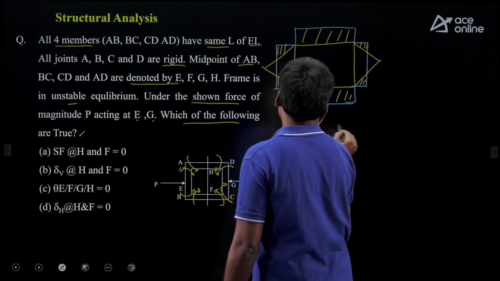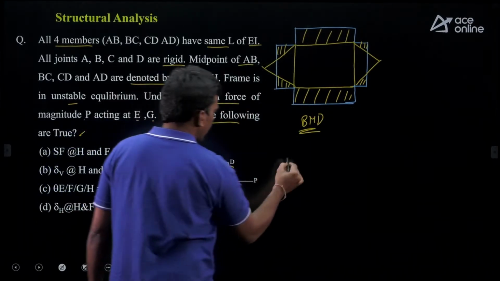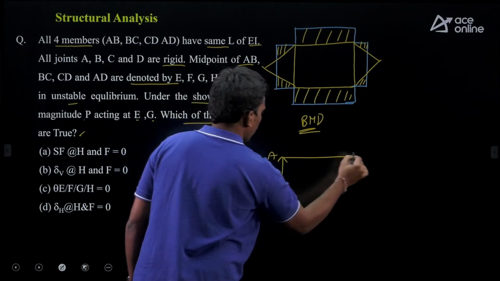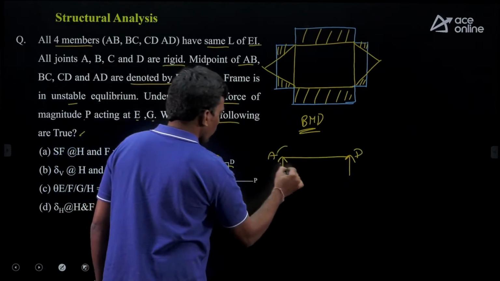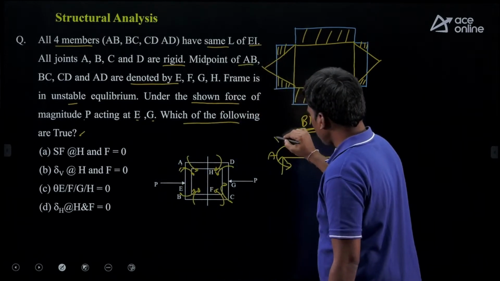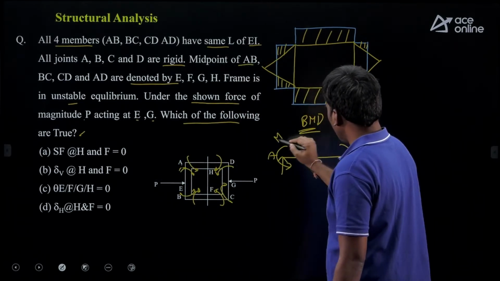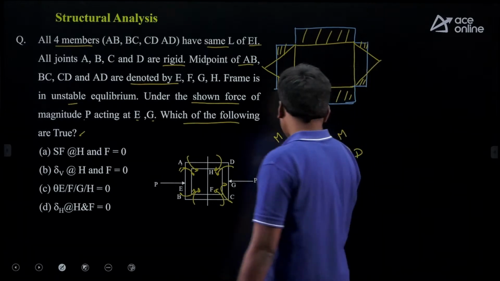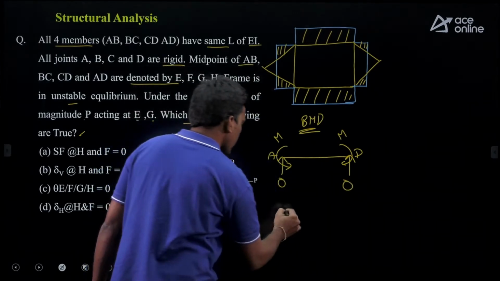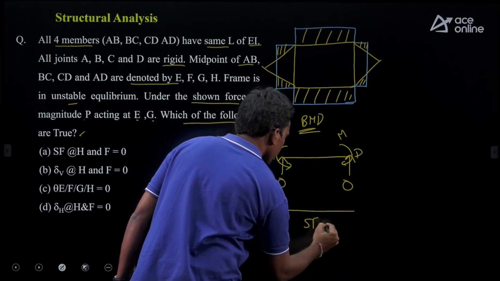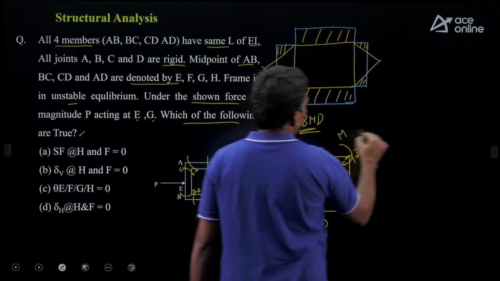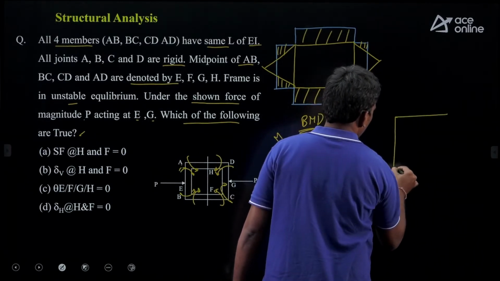Right, students, if I take member AD, this is A, this is D. Here the moment is anti-clockwise and this is clockwise. Due to symmetry, the moment at A and the moment at D are of the same magnitude. If both are the same magnitude, then the vertical reactions here are 0. If the vertical reactions are 0, then what is the shear force diagram? The shear force diagram is a straight line. Now we will draw the deflected curve for this case.